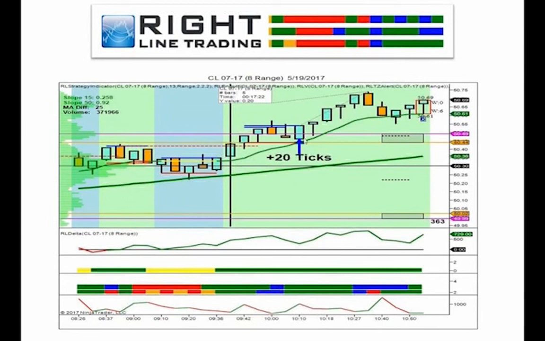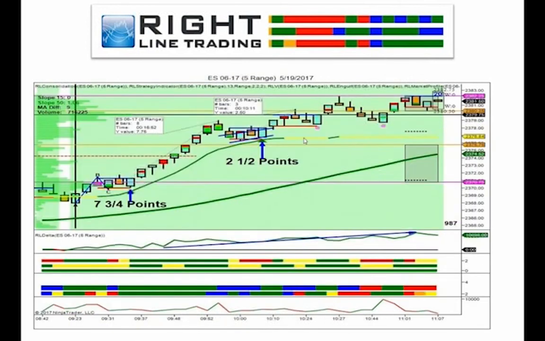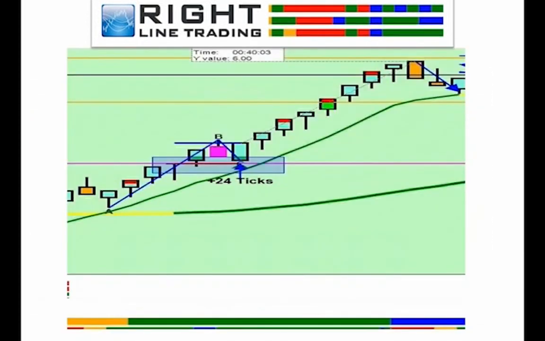Off support. That's the same one I just showed. Here's 24 ticks. Up. I kind of cut that off a little bit, but that's green.